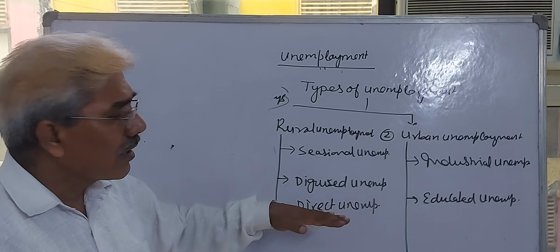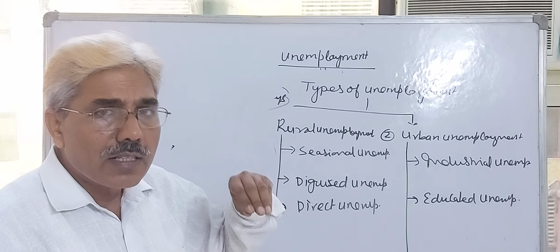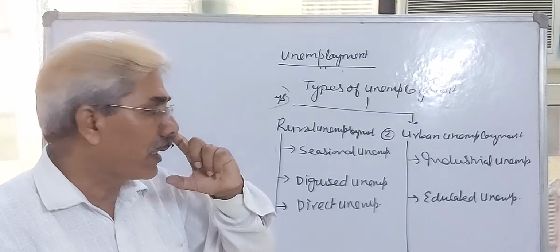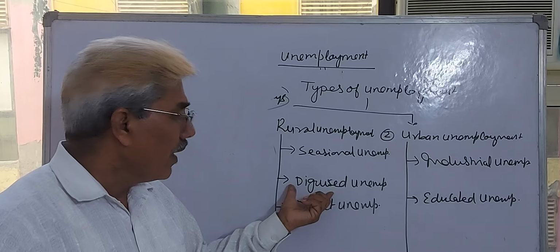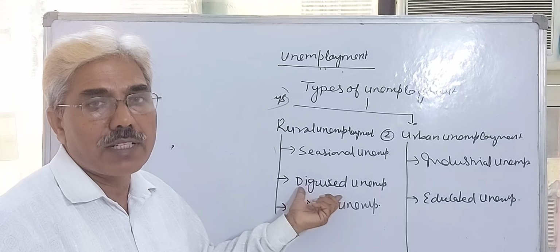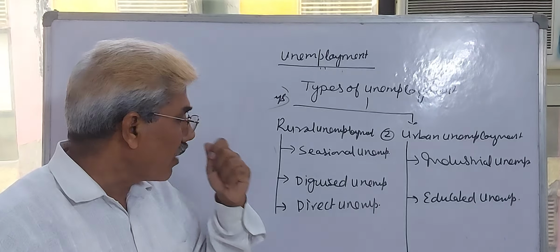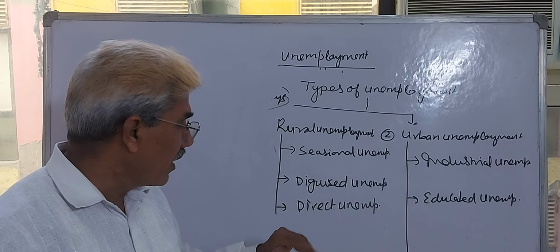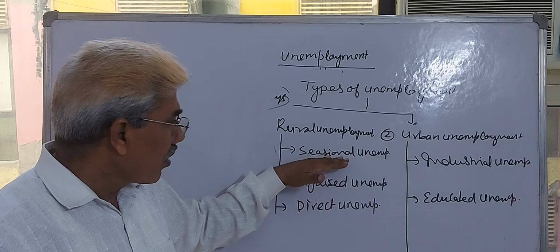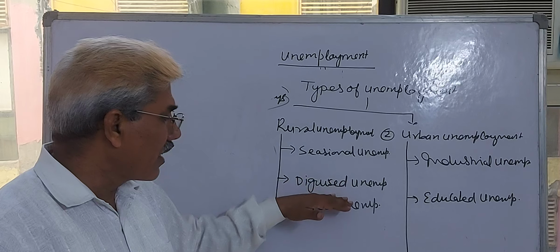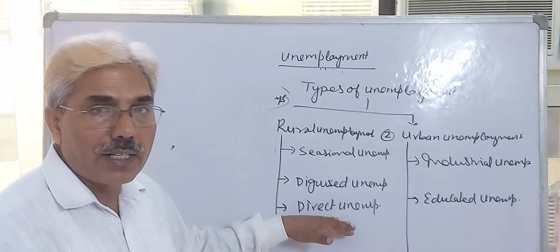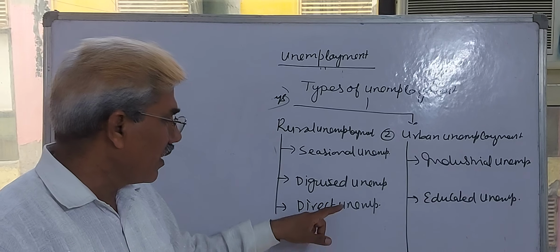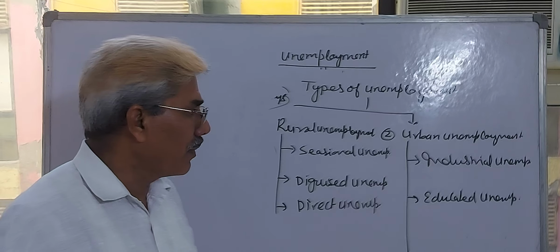Disguised means persons are seen to you in work, but their marginal physical productivity is zero. If their marginal physical productivity is zero, means their output contribution is zero, but they are working, they are known as disguised. Mixed is the combination of both seasonal and disguised, where we are unable to identify whether the unemployment is because of a seasonal factor or a disguised factor, that is known as mixed unemployment.